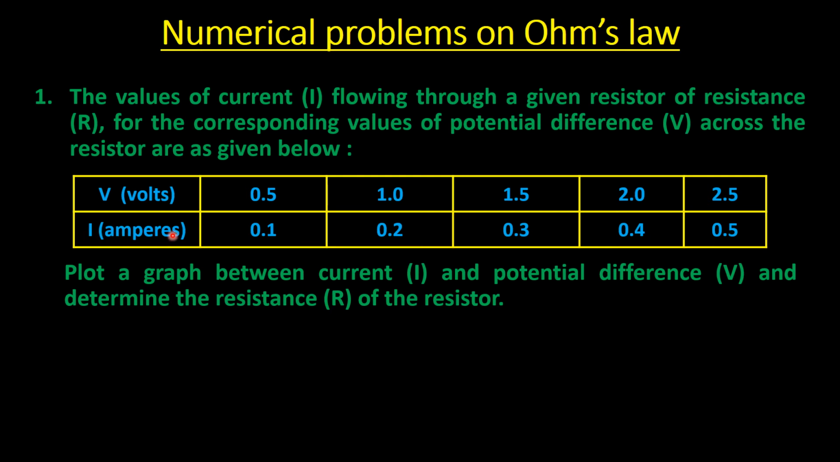And in the second row, the value of current is given. So current for 0.5 volt is 0.1 ampere, and similarly 0.2 ampere, 0.3, 0.4 and 0.5. So these are the values of current and these are the values of potential difference. Plot a graph between current and potential difference and determine the resistance of the resistor. So first we need to plot the graph, and then from the graph we need to find the value of resistance.